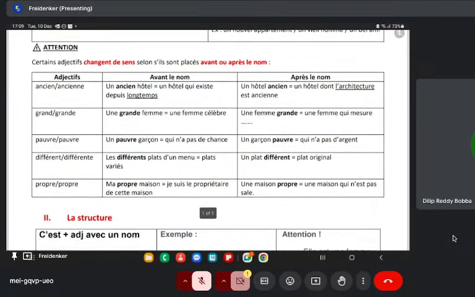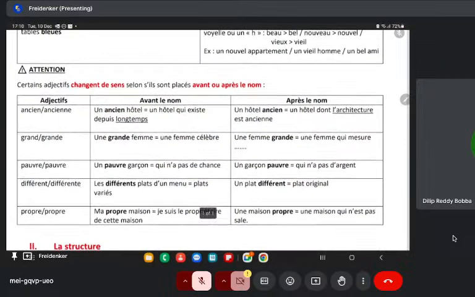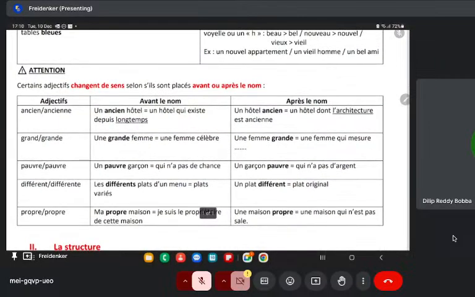Certain adjectives change the sense according to the places that they take. They can be placed before, and they can be placed after the noun also, but then the meaning changes. So there are some adjectives, and we will consider only these. So, un ancien and ancienne.